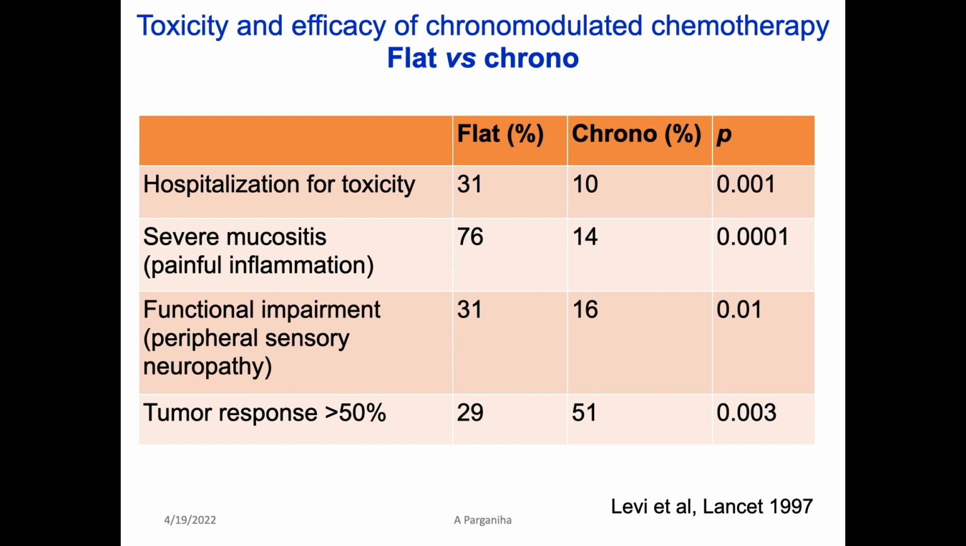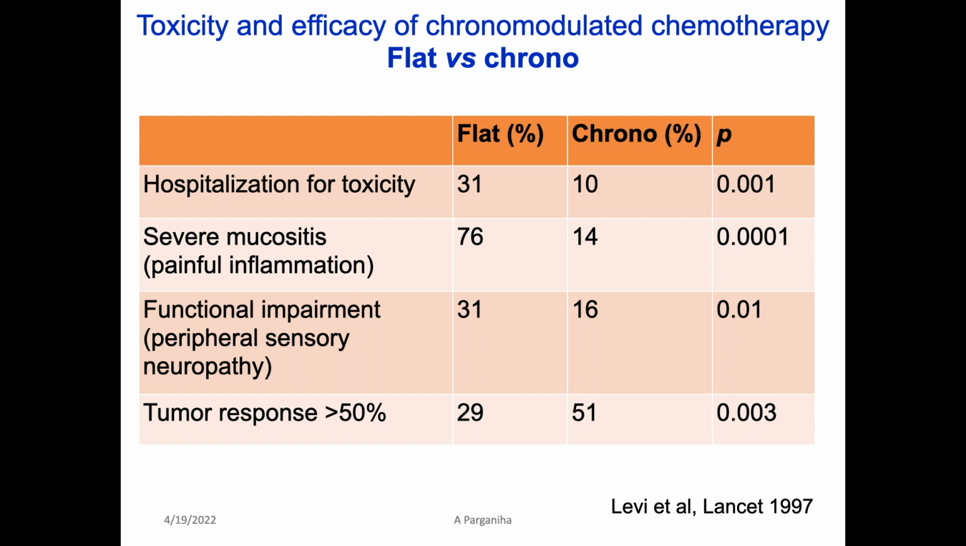So if we look at hospitalization for toxicity, we can see that 31% of the patients who were receiving flat therapy are hospitalized on account of the toxicity. However, in case of the chronotherapy, it is only 10%. Similarly, the two types of toxicity, severe mucositis and functional impairment, are both higher in patients who received the flat chemotherapy, whereas this percentage is lower in patients who received chronotherapy. It means the toxicity is more in case of the flat chemotherapy as compared to the chronochemotherapy.